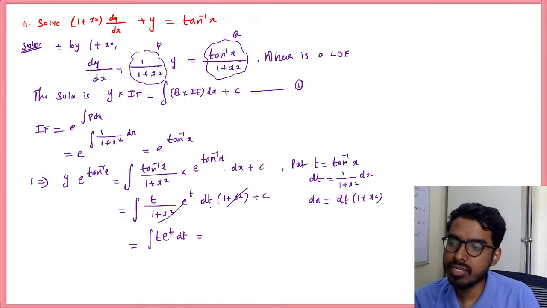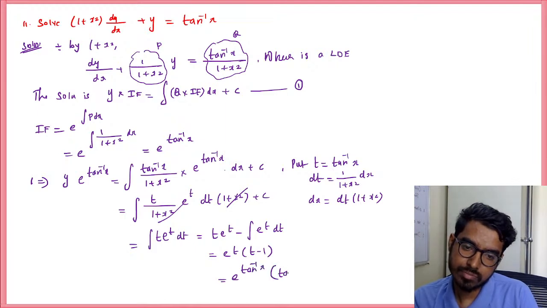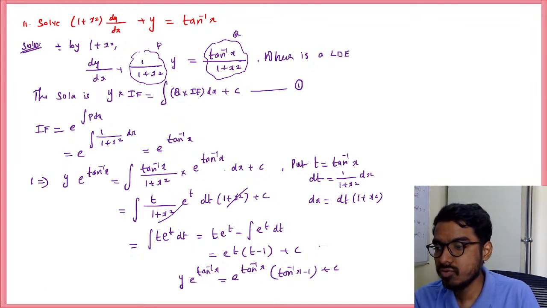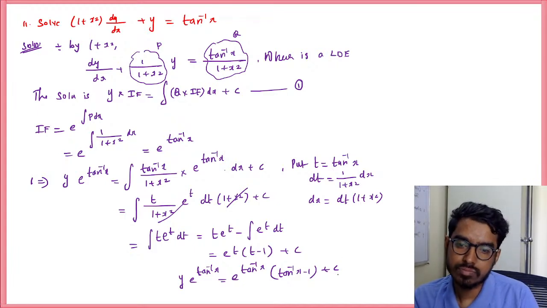Again uv minus integral v du. So u into v minus integration of v du. If we take e power t outside, we will have t minus 1. So replace t by tan inverse of x: e power tan inverse of x, tan inverse of x minus 1. So y into e power tan inverse of x is equal to e power tan inverse of x into tan inverse of x minus 1 plus c is the required solution.